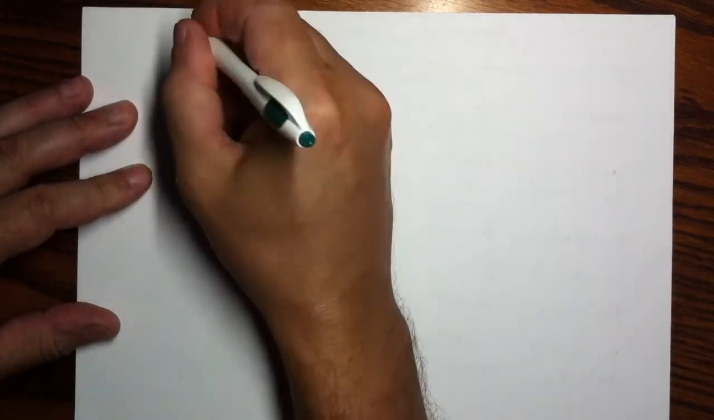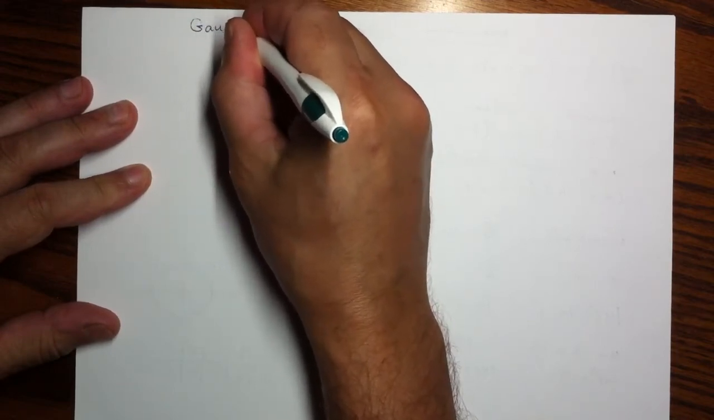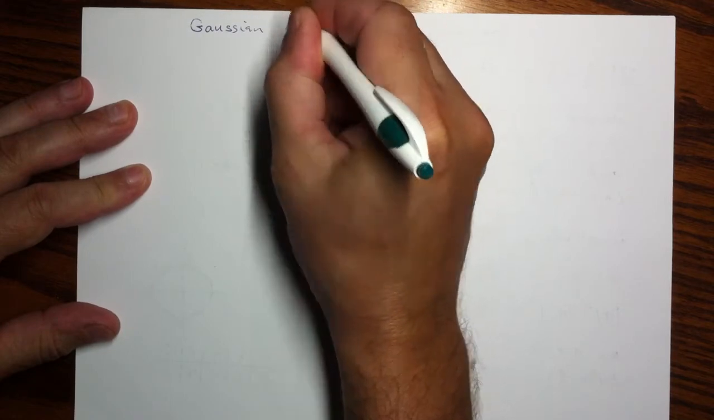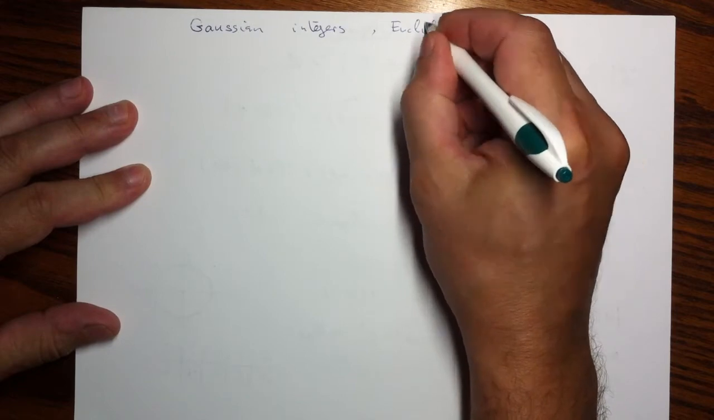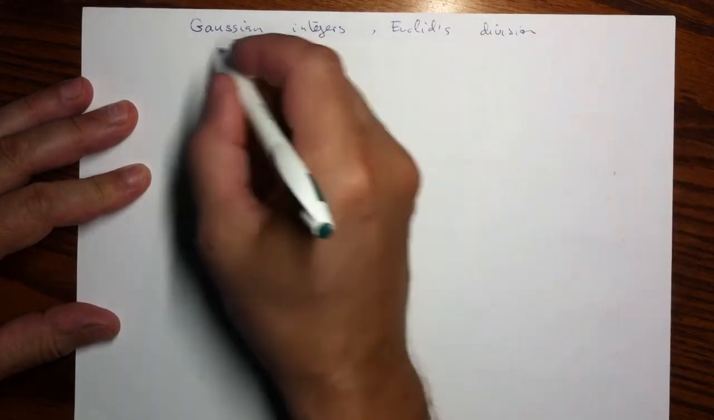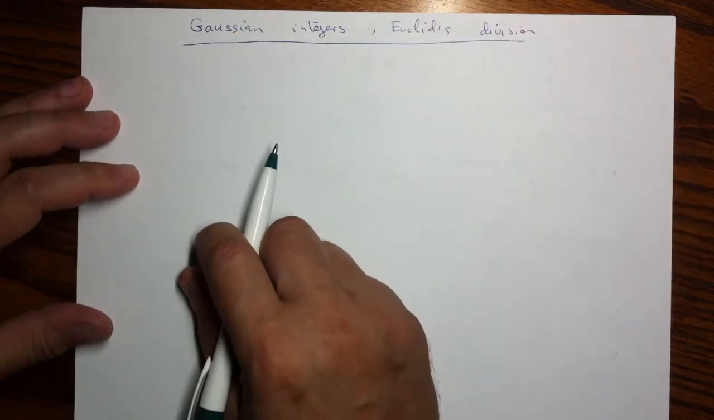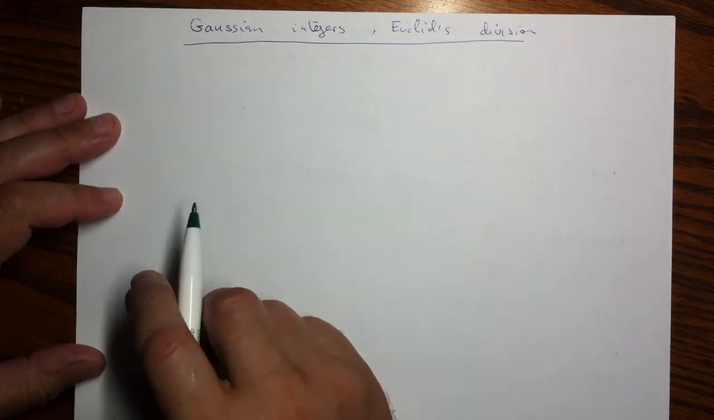This bit is about Euclid's division in Gaussian integers. Let's start warming up by reviewing Euclid's division statement just for ordinary integers.